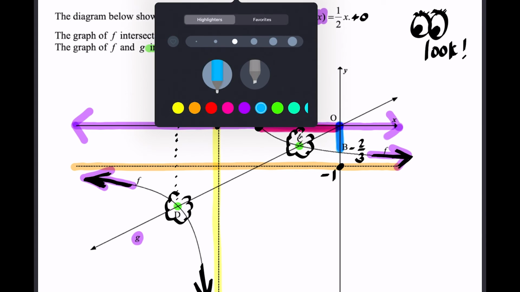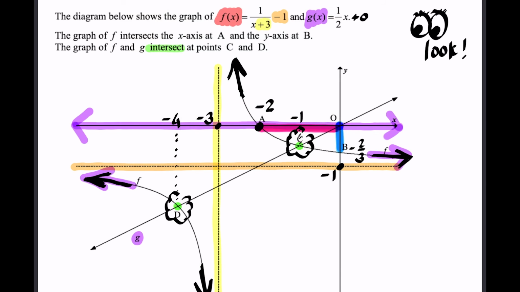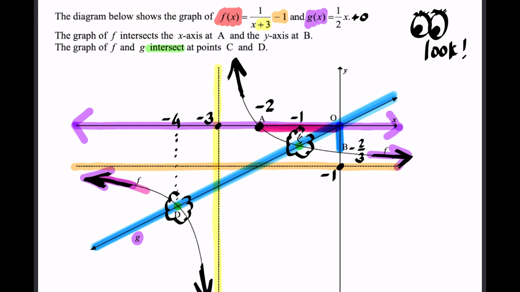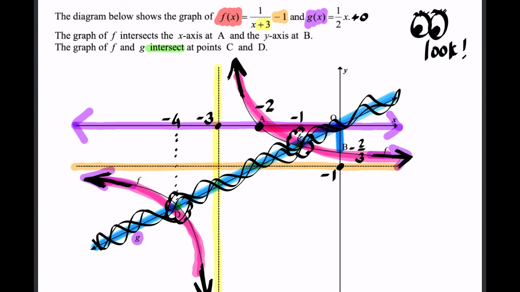So what I'm going to do is identify the straight line. So I'm just going to highlight this whole straight line over here. So I'm highlighting it in blue. And then I'm going to highlight the hyperbola in pink. All right, now I'm going to scribble over them so that you can see. All right, so here is the straight line graph. Now, do you agree that you can clearly see where the hyperbola is above and where the hyperbola is below the straight line?